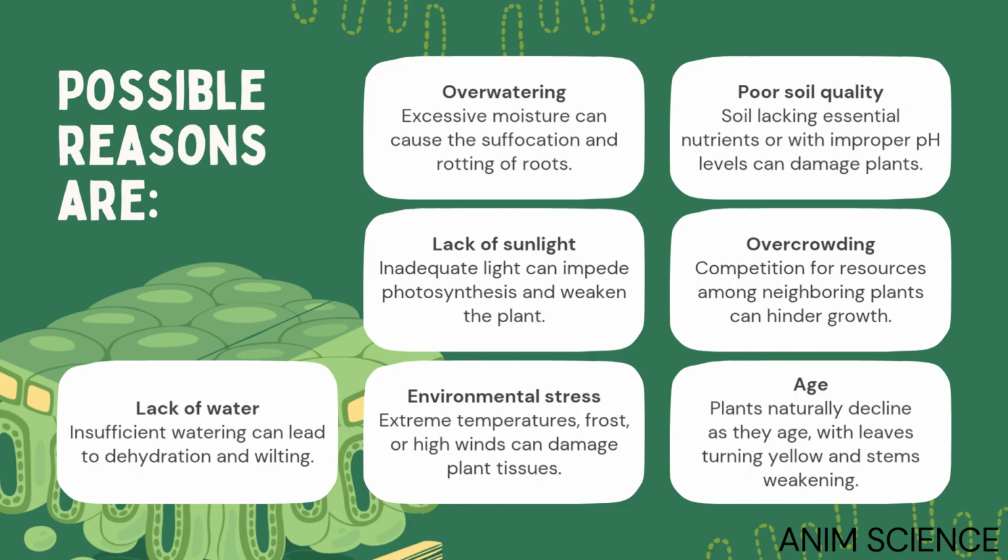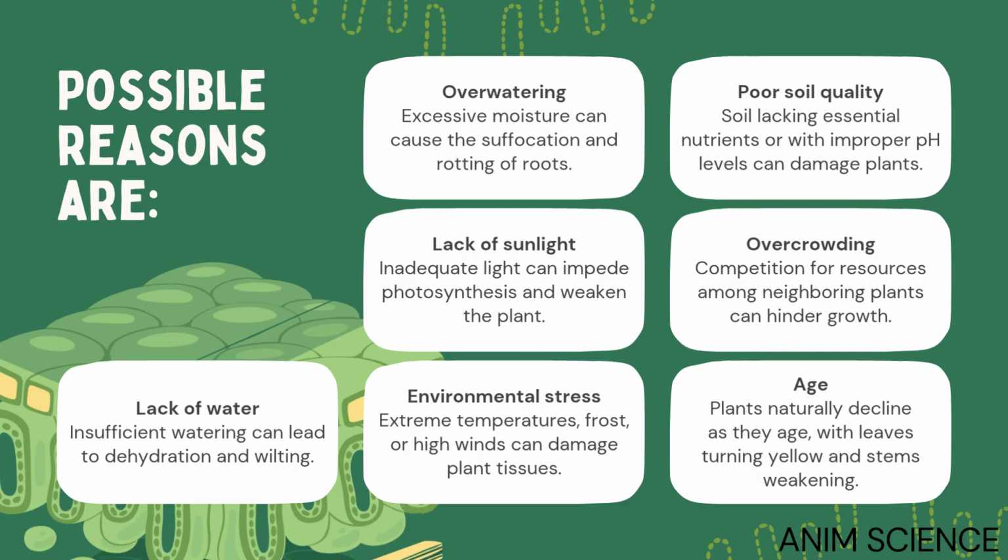Second, poor soil quality. If the soil lacks essential nutrients or has an improper pH level, the plant cannot grow properly. Healthy soil is necessary for supplying minerals that support growth and photosynthesis. Third, lack of sunlight. Sunlight is essential for photosynthesis. If a plant does not receive enough sunlight, it cannot produce enough food, which leads to weak and slow growth.